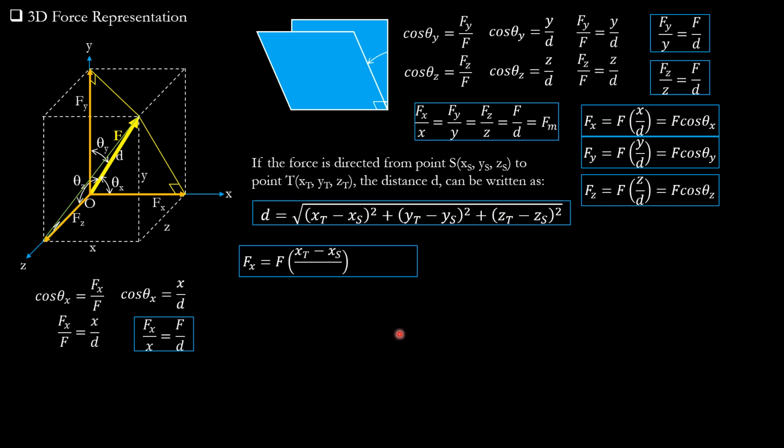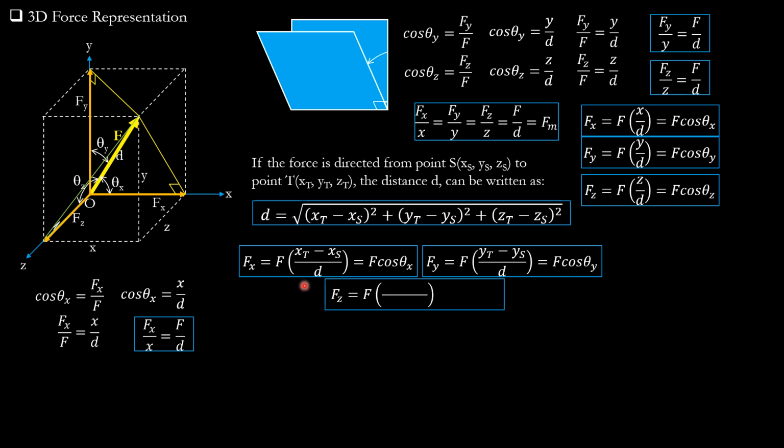So Fx equals F times xt minus xs over distance, F cosine theta x. So cosine theta x is this component of distance divided by this distance, or x component of force divided by F. That's the same. Fy is F times quantity yt minus ys over d, or F cosine of theta y. And Fz is F quantity zt minus zs over d, or F cosine theta z.